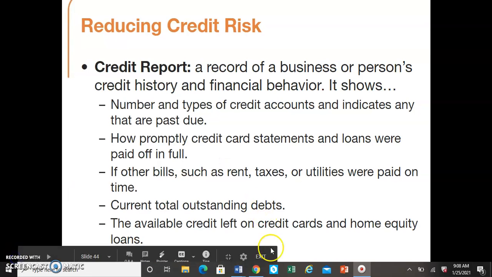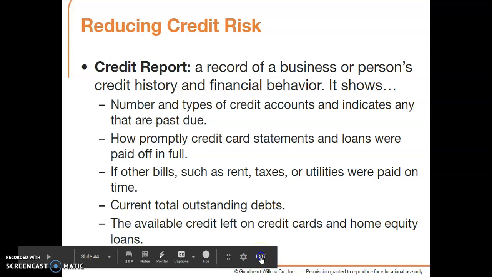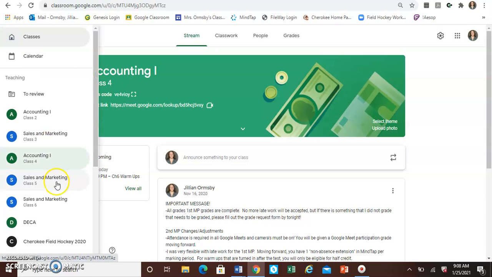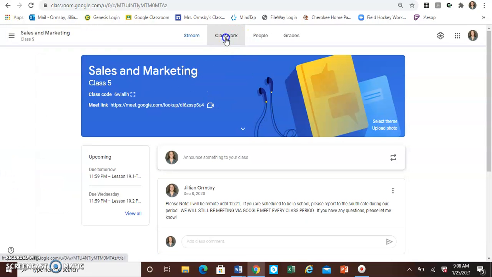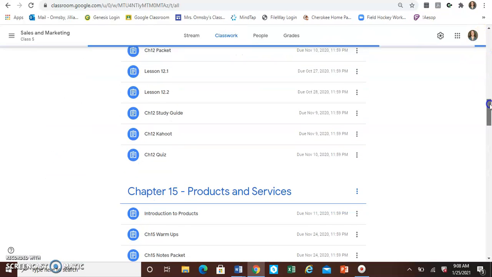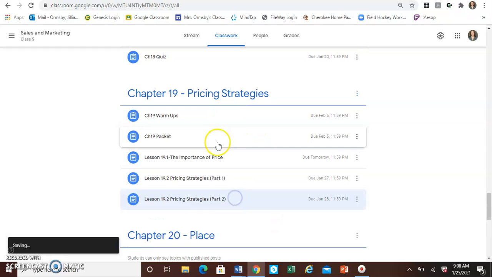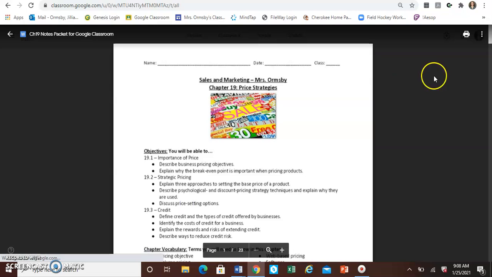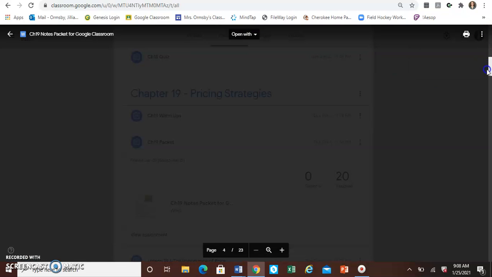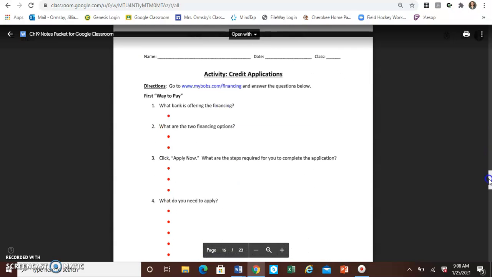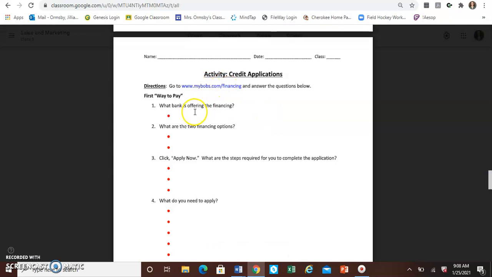So for today's activity, what we are going to do is look at a credit card at a furniture store, and we are going to see what their credit applications are like if you were going to buy a product from them using credit. The store that I chose was Bob's Discount Furniture. And what you're going to do is go to the link here, mybobs.com/financing.